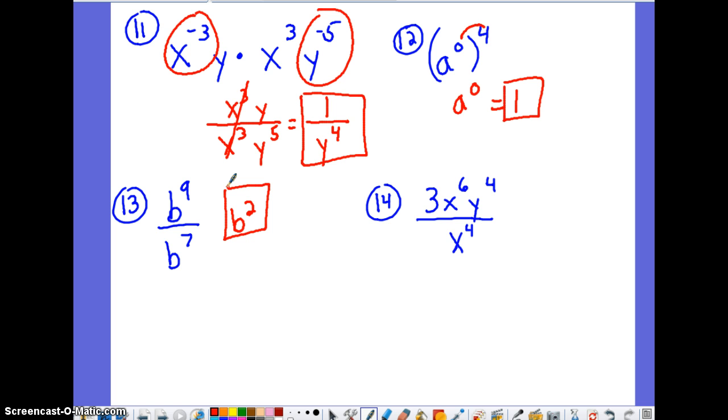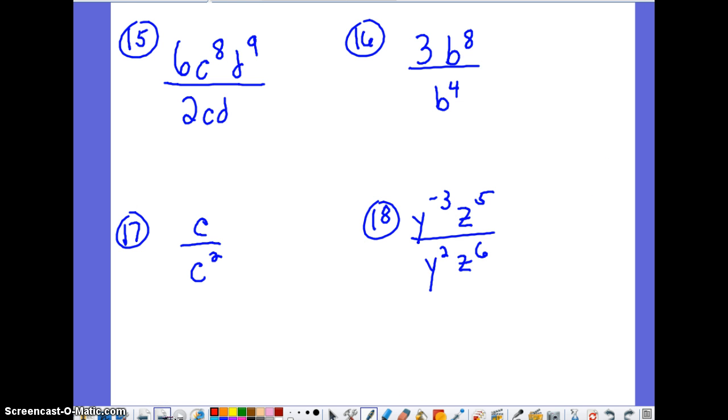In number 14, you divide the numbers. This is 3 over, there's really a 1 there, so that just remains 3. I have x's on top and bottom. 6 on the top, 4 on the bottom. So there's more on the top. There's 2 more on the top. And the y to the fourth just stays on top because there's nothing to reduce it with.